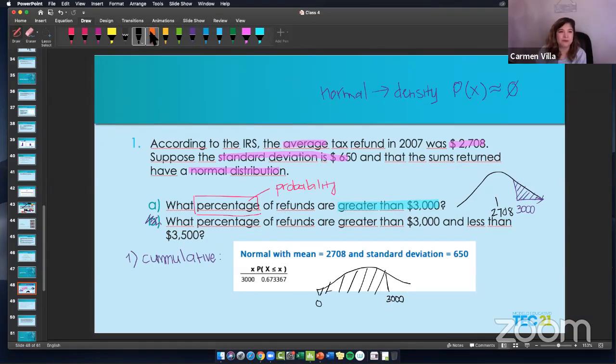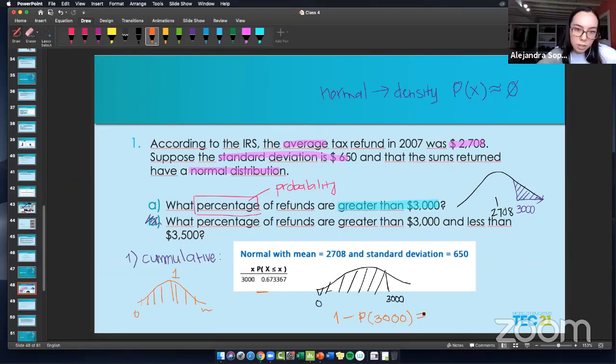So if we remember, all probability from all the distribution, in this case from 0 to whatever number it should be, it's always 1. So if we subtract to 1 the probability from 3,000, then we have the probability that it could be greater than 3,000. Yes, class? Everyone okay so far?